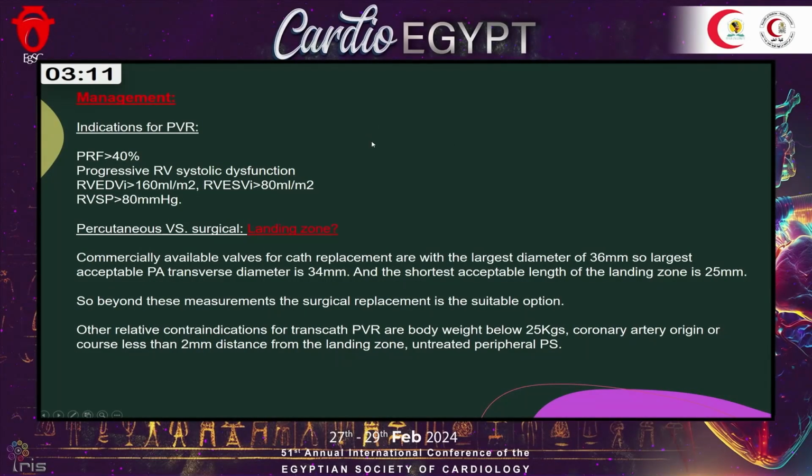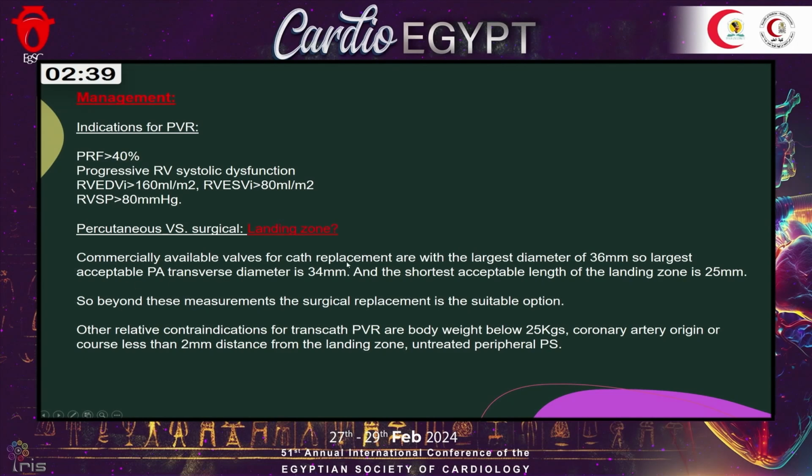The management. Pulmonary valve replacement is indicated in cases with severe pulmonary regurgitation with presence of one or more of: progressive RV systolic dysfunction, dilated RV volumes, RVSP more than 80 millimeters mercury. So when you decide for pulmonary valve replacement, whether it is percutaneous or surgical, the assessment of the landing zone will be the point that you will decide upon.